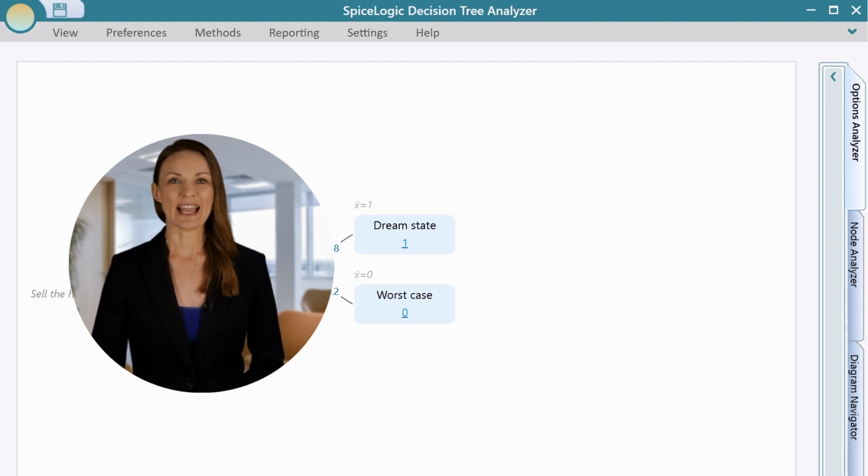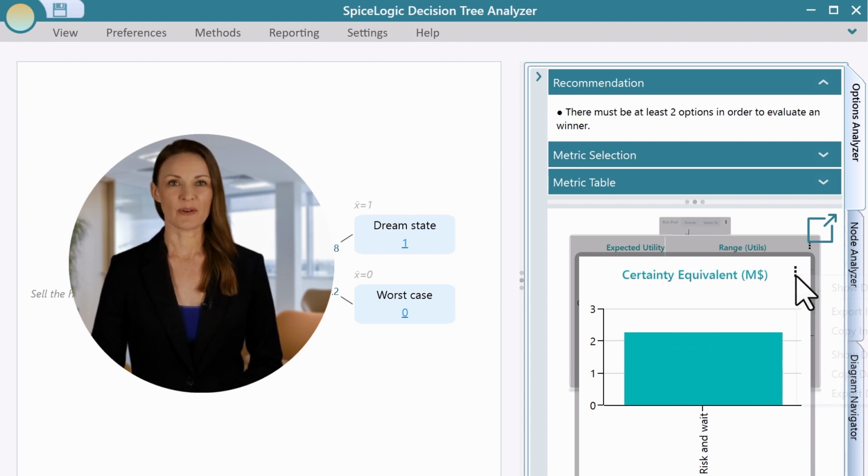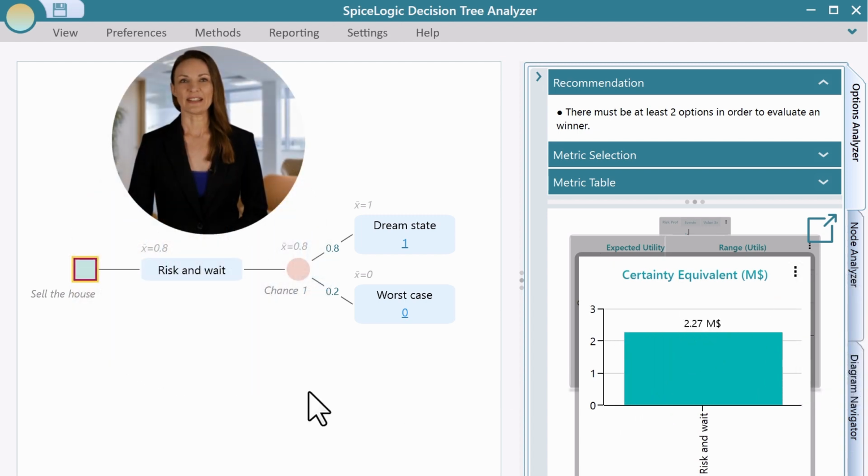Now, see the magic. Remember what certainty equivalent is in economics? Certainty equivalent is a number that you will happily agree to trade in a risky situation. Based on your utility function, the software has calculated a certainty equivalent. Expand the Options Analyzer panel, browse through the carousel, and locate the chart for certainty equivalent. You see, it has calculated the selling price for you as $2.27 million. You probably wouldn't or shouldn't wait any longer if you get an offer for at least this price.